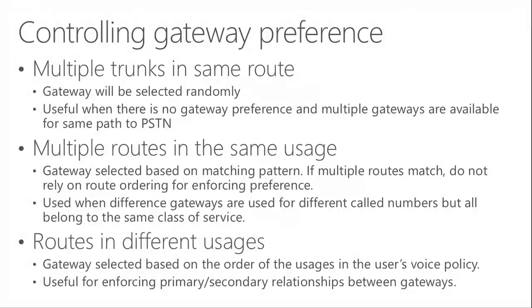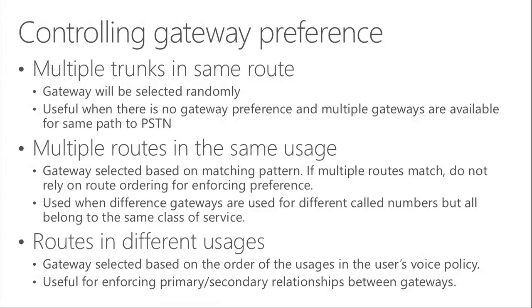So controlling gateway preferences, right? So multiple trunks in the same route. We have done the voice policies, we have PSTN usages, we have now the routes, and we want to have multiple gateways. If we have multiple gateways within the same route, right? Then if we have 2 gateways, it can take any of that. If I call, let's say, a call to Frankfurt, right?